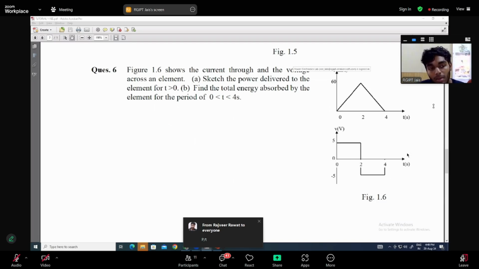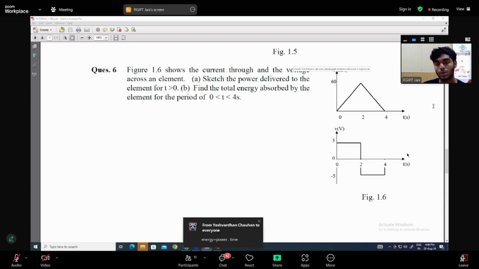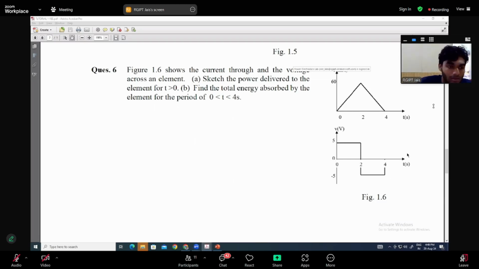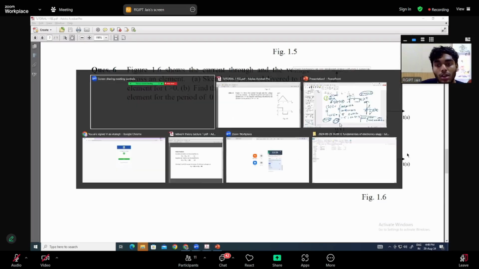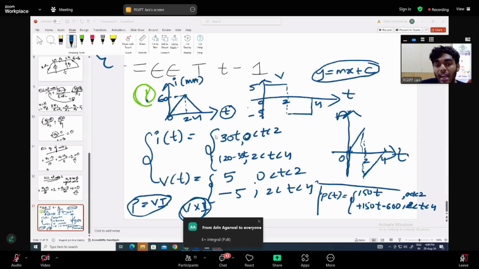Power divided by time. Is it correct? Energy is equal to power into time. Yeah. Energy is equal to power into time. So here we have to integrate. Integration means the area under the curve. We have to find the area under this curve to get the energy value.